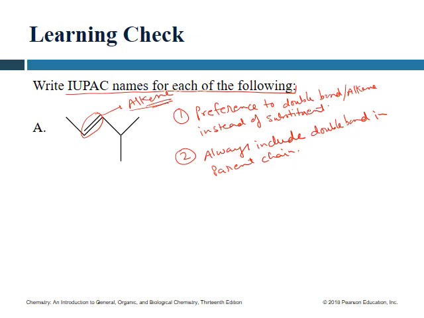But try to count the number in such a way that you can include a double bond as well as you are getting the longest chain as your parent chain. But if it's not possible, then you still have to give preference to the double bond and include the double bond. That's the only difference that you have to make sure you know. So now let's try to name this molecule.